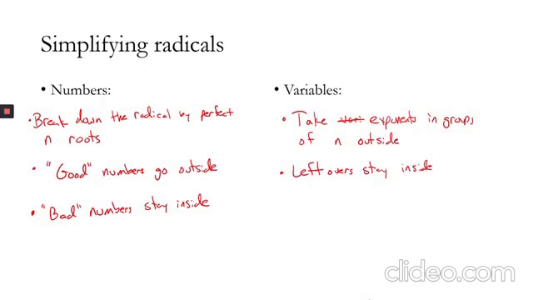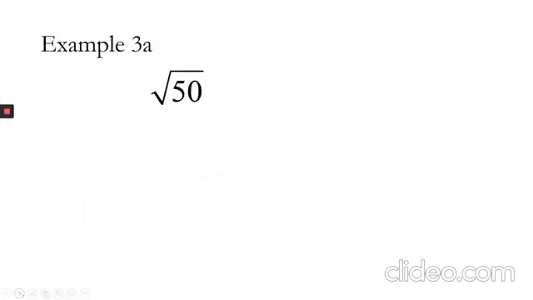So now we're going to look at a couple of examples, and I think that'll sort of make sense with these steps. So the first example, example 3a, is the square root of 50. So again, this is a number, so we're going to try to break down the radical by finding perfect square roots. Because that index is 2, we're going to look for perfect squares. Now obviously the bigger the number, the quicker this problem is going to go. So I need to find perfect squares that are factors of 50, and the easiest one to think of is 25 times 2.